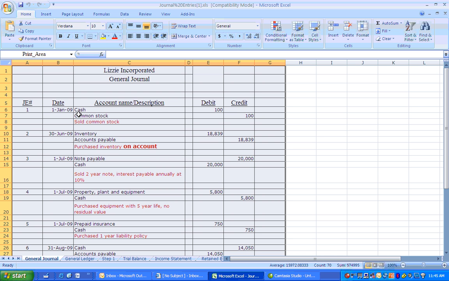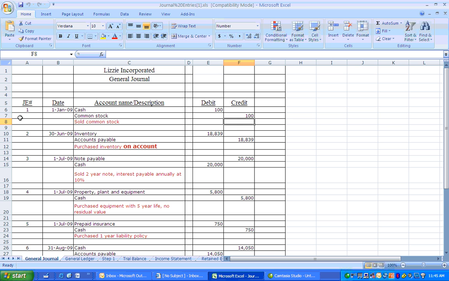So let's start with looking at our very first journal entry. This is a new company, Lizzie Incorporated. Journal entry 1 on January 1st of 09. Lizzie Inc. sells some stock for $100. One of the things that you have to get used to in accounting 1 is that when you talk about selling or paying something, we pay with cash. And we sold this for cash. It doesn't say sales on account, so we received cash. So there's Lizzie selling her common stock for $100: debit cash for $100, credit common stock for $100.